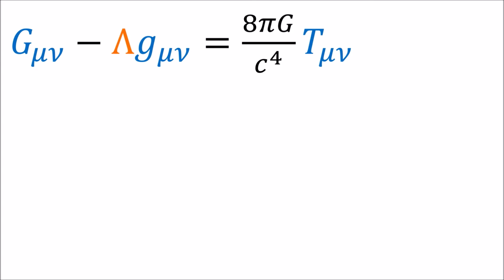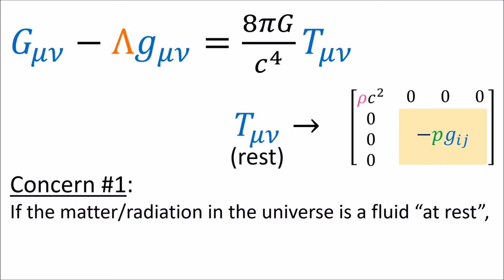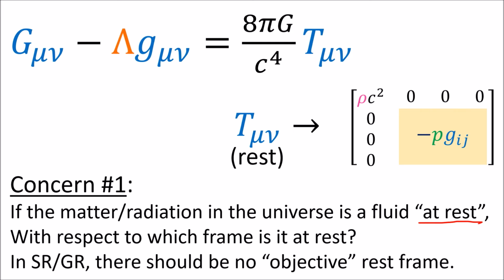Now, I'd like to bring up a couple concerns. So we know that this energy momentum tensor represents the matter and radiation in the universe as a fluid that's at rest. But with respect to which frame is the fluid at rest? In special and general relativity, there should be no objective frame that's at rest, since all inertial frames should be equivalent to each other. So it would make sense to talk about a fluid that's at rest inside a cup, because we could just use the rest frame of the cup. But here we're talking about the whole universe. So how could the whole universe have a rest frame?